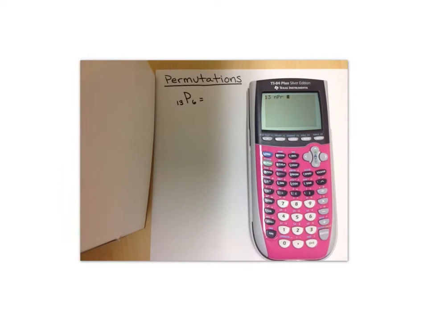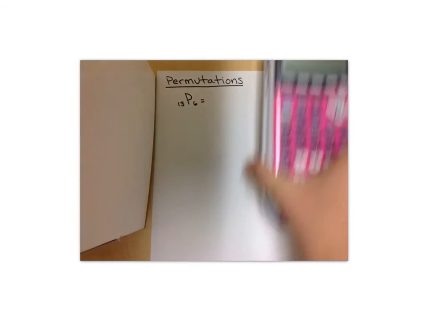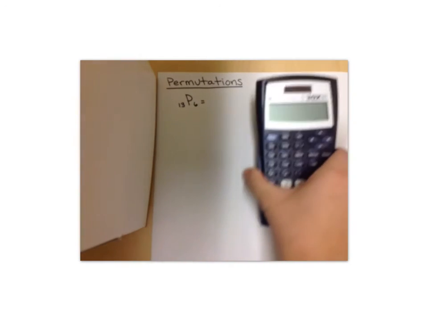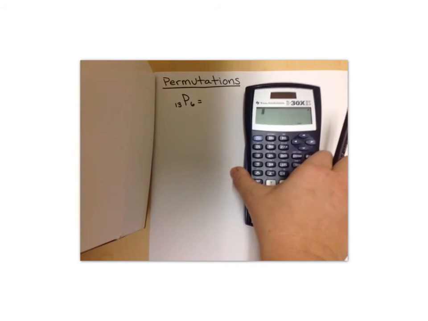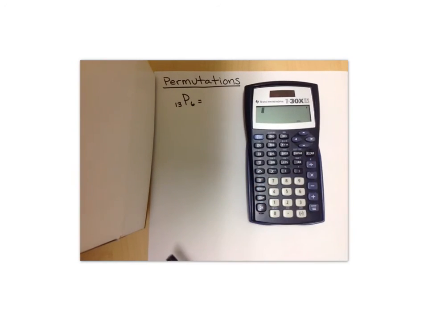And then you'll see the nPr on your screen, and then I'm going to type in the number 6 and hit enter, and you get your answer. So now I'm going to go ahead and show you in the scientific calculator how you're going to do this.